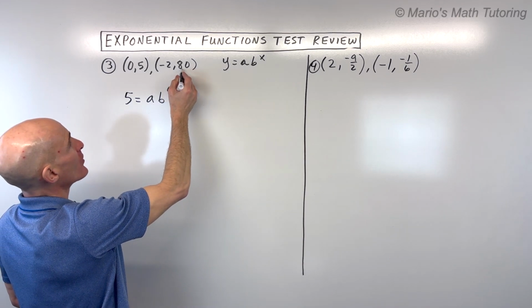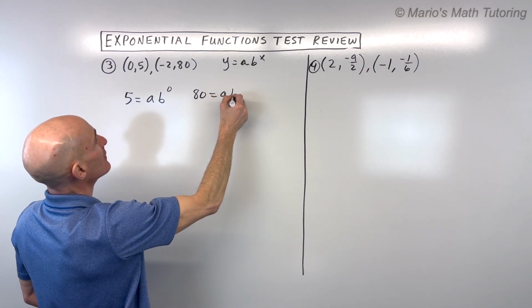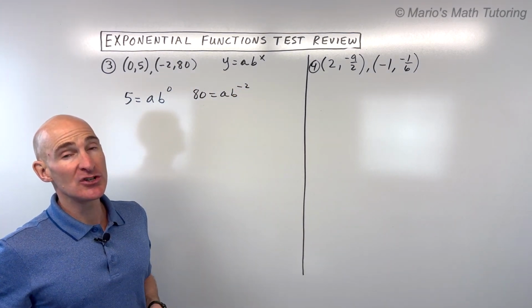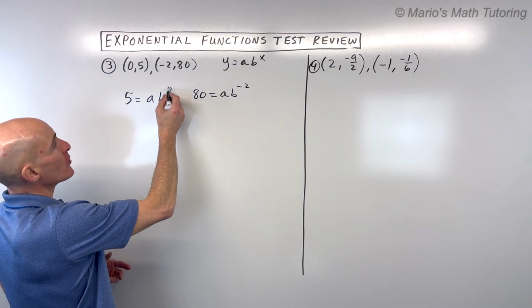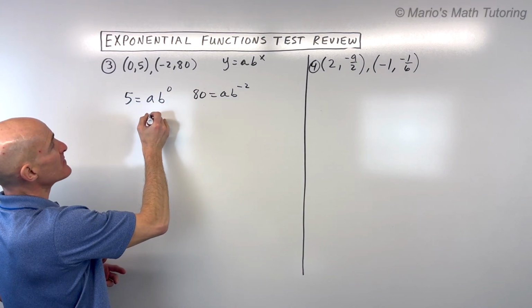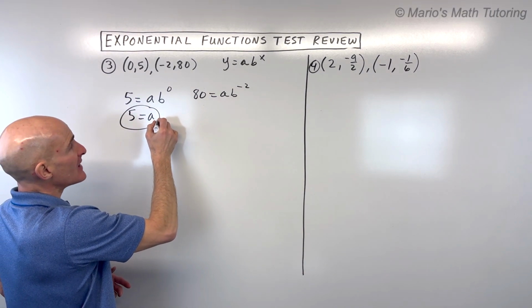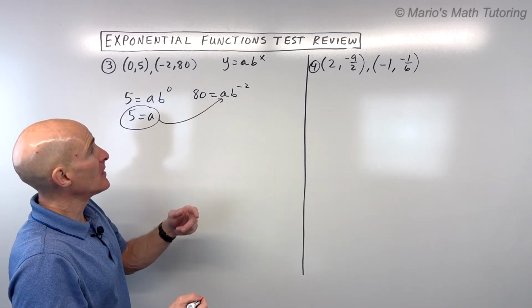Now I'm also going to write an equation with this point. I'm going to say when y is 80, x is -2. So whenever you have 2 variables, you need 2 equations to solve that system. So here, this one, b to the 0, anything to the 0 is 1, times a is a, so we've got a = 5. Now I can take that 5 and put it into this second equation to help us to solve for b. So let's go ahead and do that.